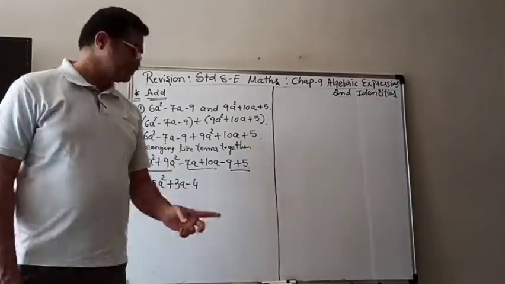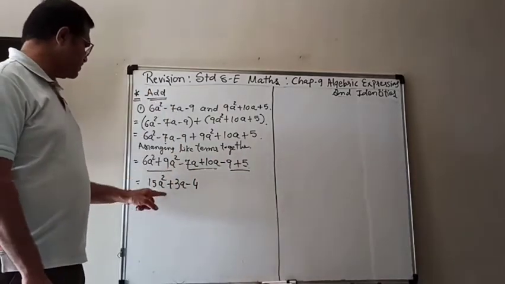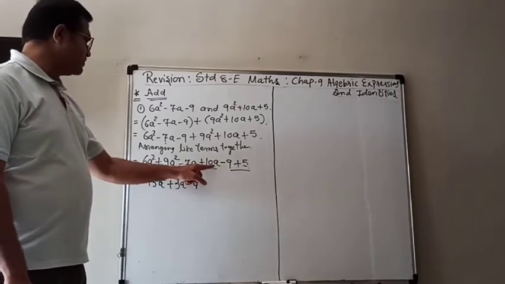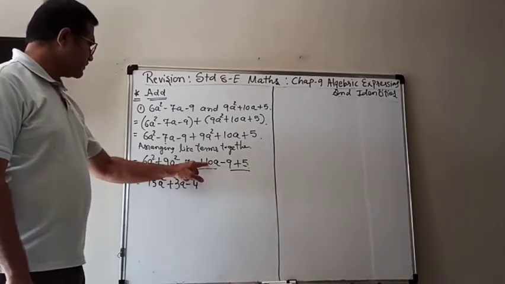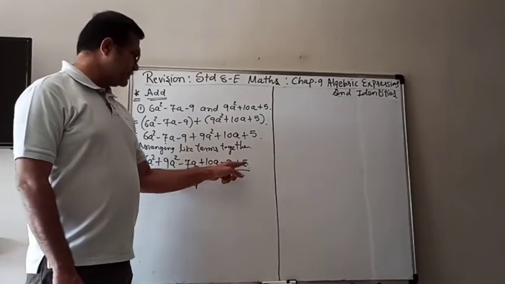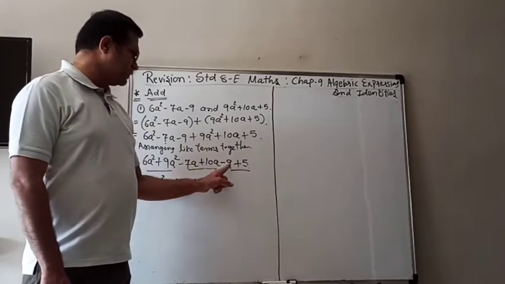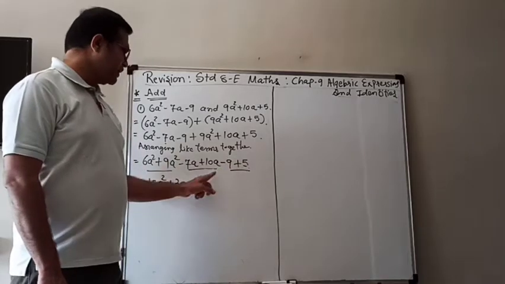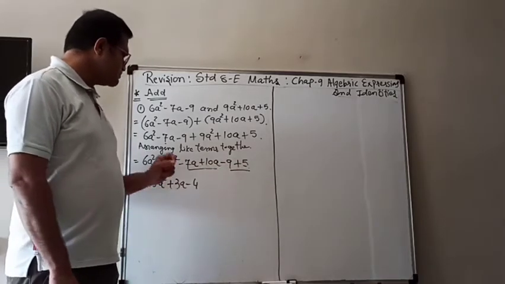And then simplify. 6 plus 9, 15a square. Minus 7 plus 10, 10 minus 7 is 3, the greater number is plus, so plus 3a. And minus 9 plus 5, opposite signs, so 9 minus 5 is 4, and the greater number is minus, so minus 4.